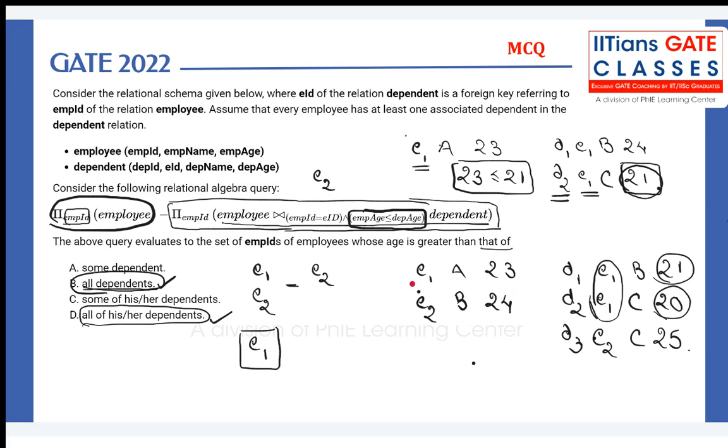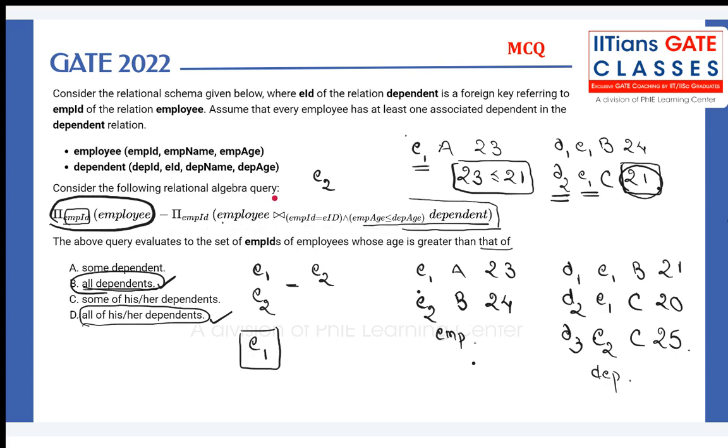Okay, this relation is there, right? This relation that is there. This is the employee table. This is the dependent table. Okay. Now, if you run the right hand side query, the RHS query, right? If you run this query, what is the employee ID you get?